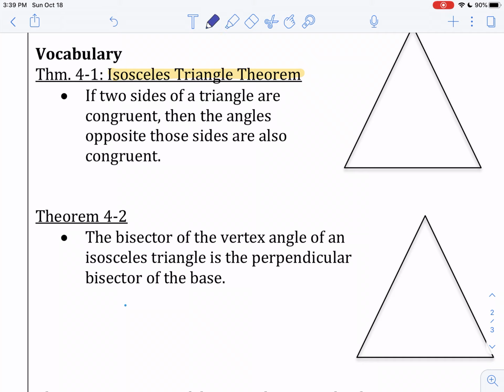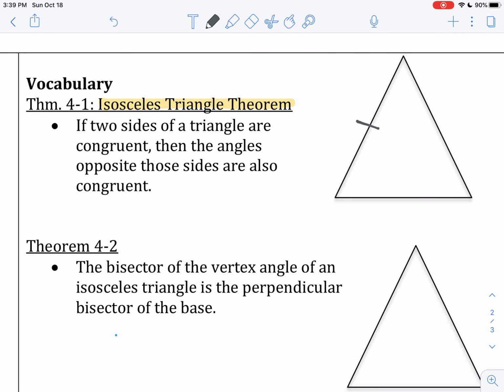And this says if two sides of a triangle are congruent, then the angles opposite those sides are also congruent. So what that means is if we come across a triangle where we see two sides are marked as congruent, then we can go ahead and say, hey, since we know we have two congruent sides, then we can mark in that these two angles are congruent. We can add in those congruent angles.